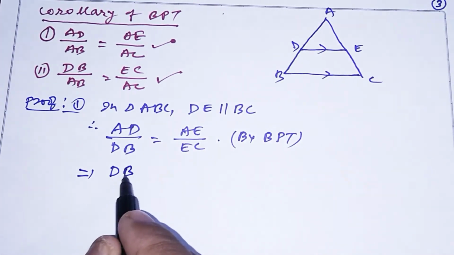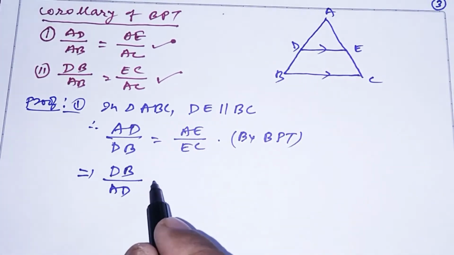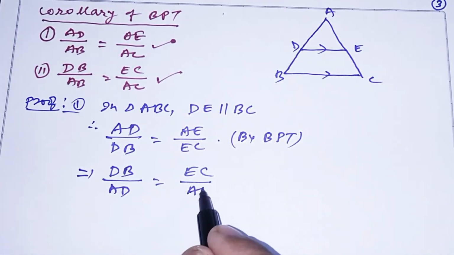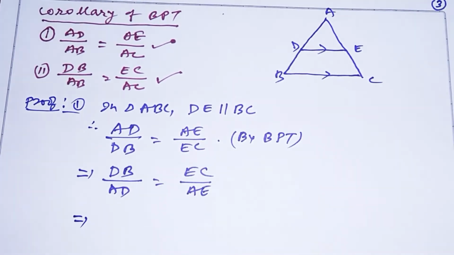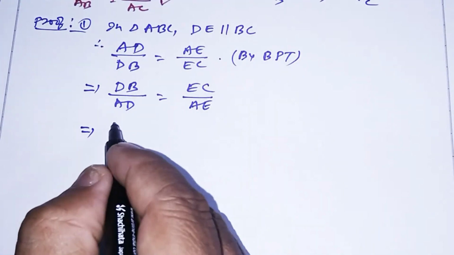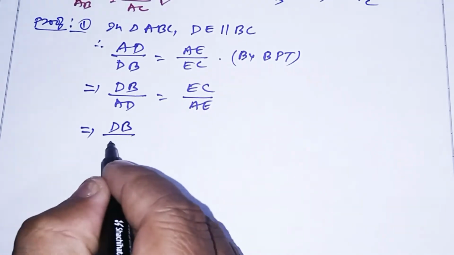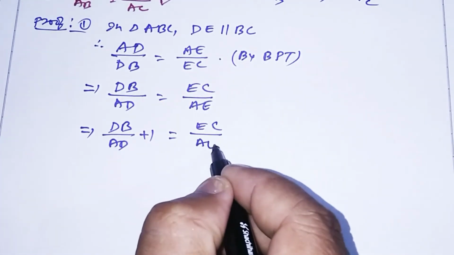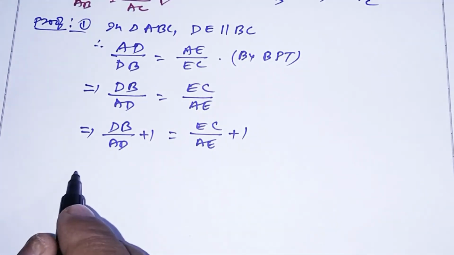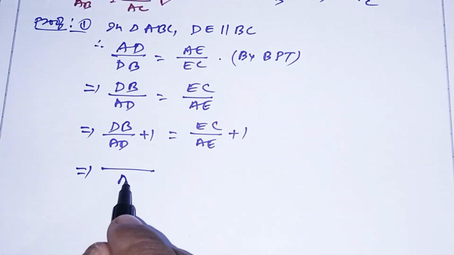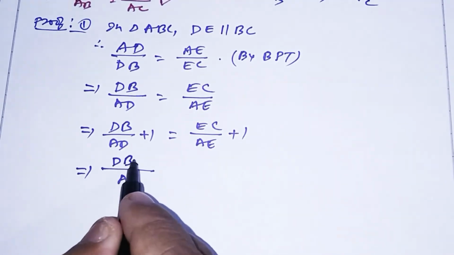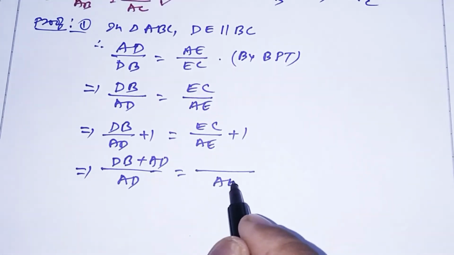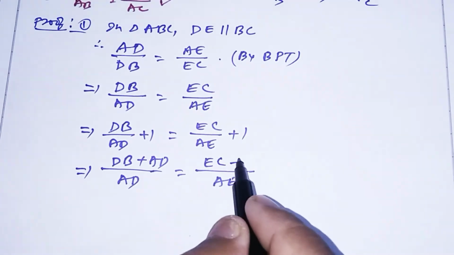So it will become DB by AD equal to EC by AE. Then add 1 both sides. So DB by AD plus 1 will give you EC by AE plus 1. Take the LCM. LCM is AD, so it will be DB plus AD, and here LCM is AE, so this is EC plus AE.